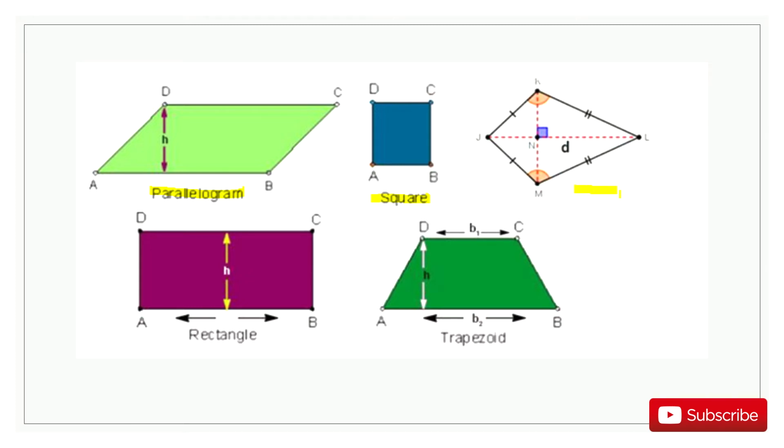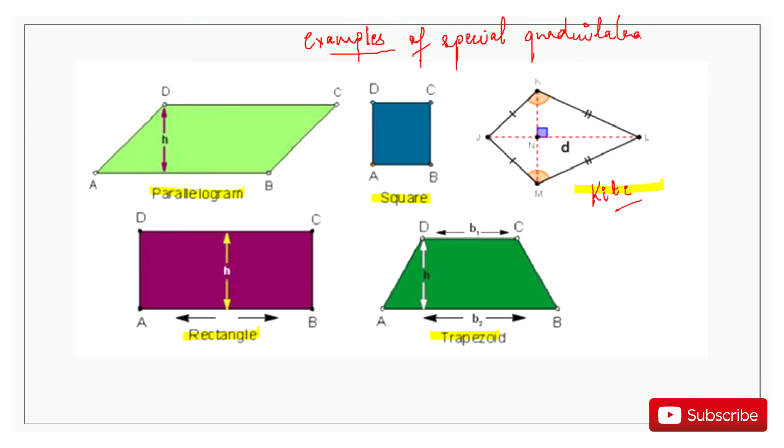This is called a rectangle, where there are two opposite parallel sides, and then we have a trapezoid, where we have only one pair of opposite parallel sides. This is a shape called a kite. These are some of the examples of the special quadrilaterals which we will solve word problems related to. So you can write down this as examples of special quadrilaterals.